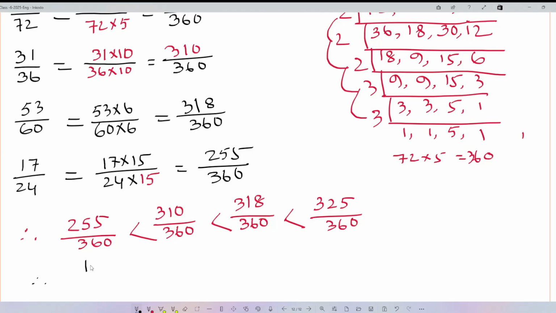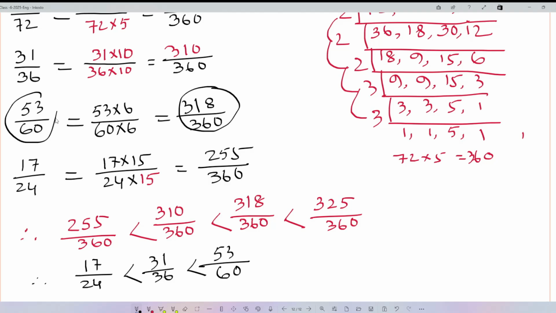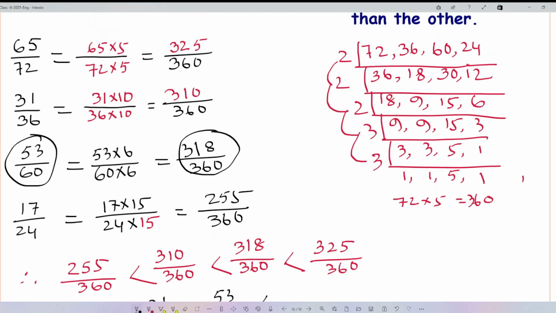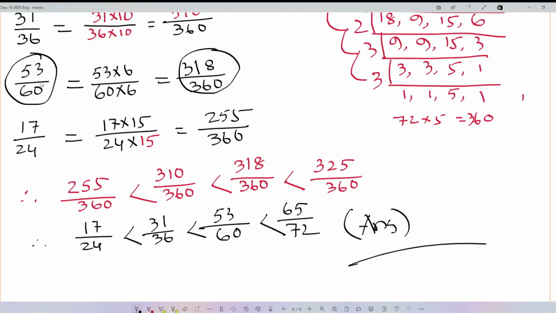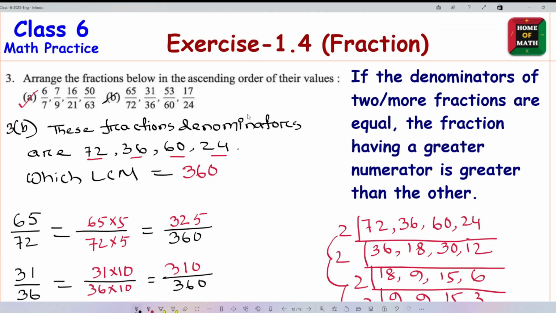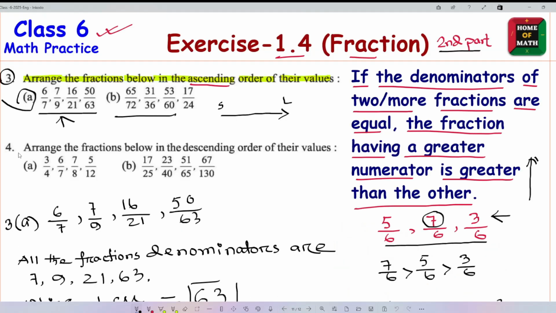255, it means 17 divide 24 is smallest fractions, and then 310 means 31 divide 36, then 53 by 60. Why? Look, 318, it means 53 by 60, this one. And finally 325 divide 360, which is 65 by 72. 65 divide 72. This is our answer, where we are trying to find ascending order of fractions, right? So number 3 done.